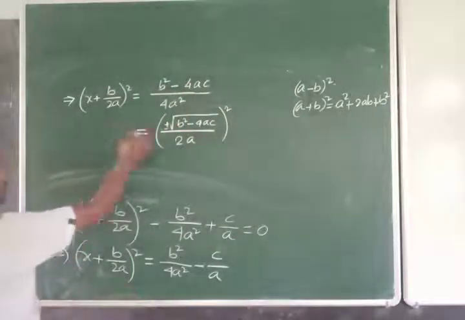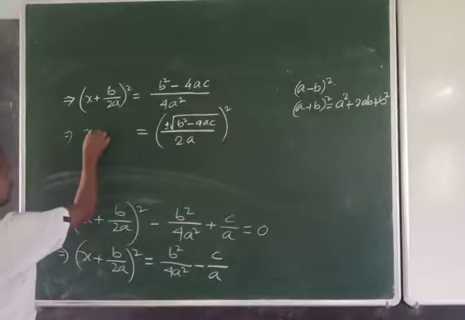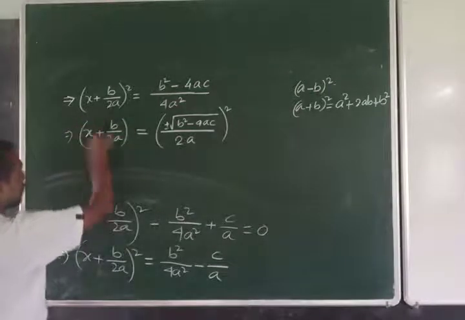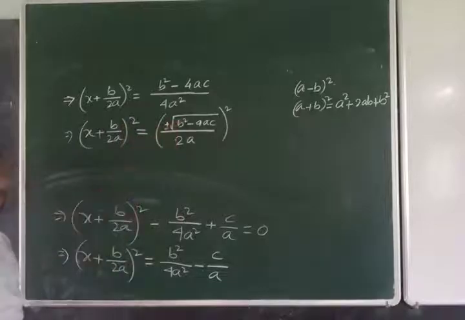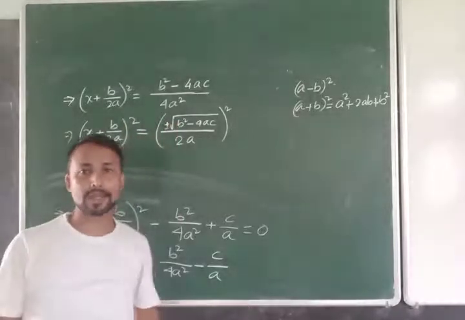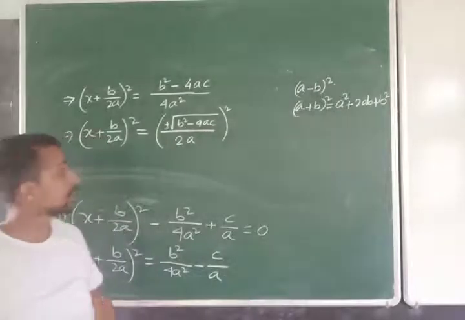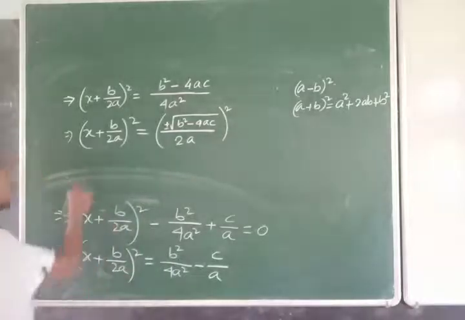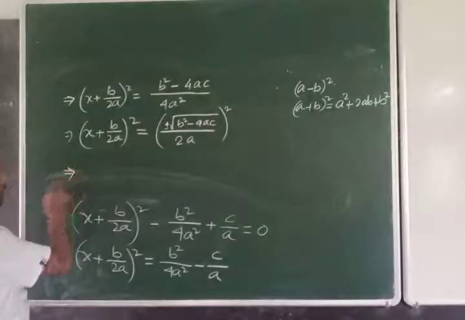Now you can see on both sides we have completed the square. So this is completing the square. We have completed the squaring on both sides. This is called completing the square. Now let us remove it.